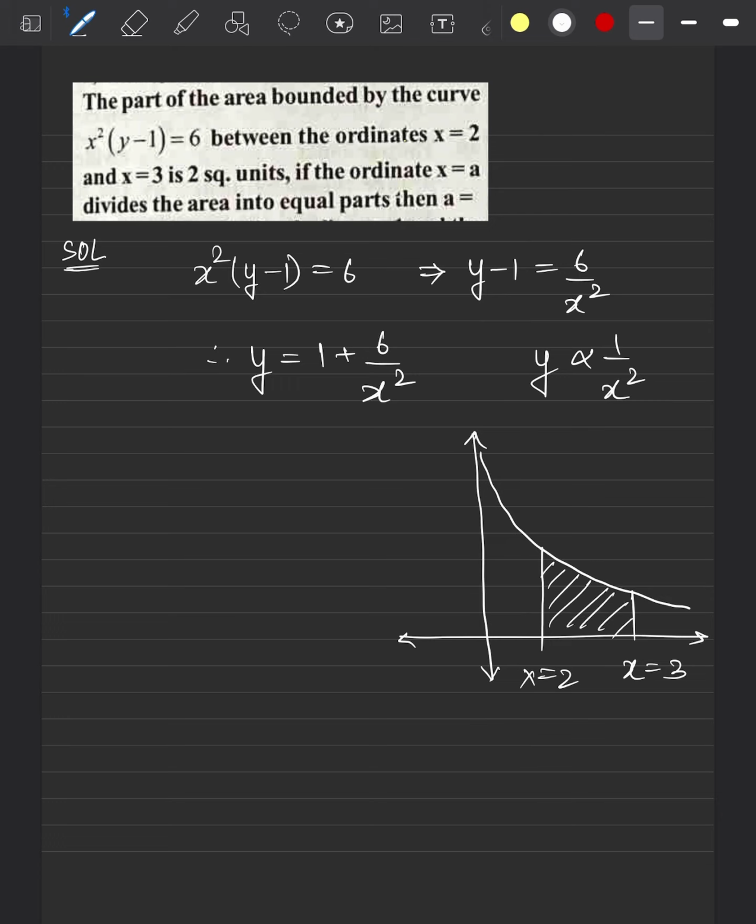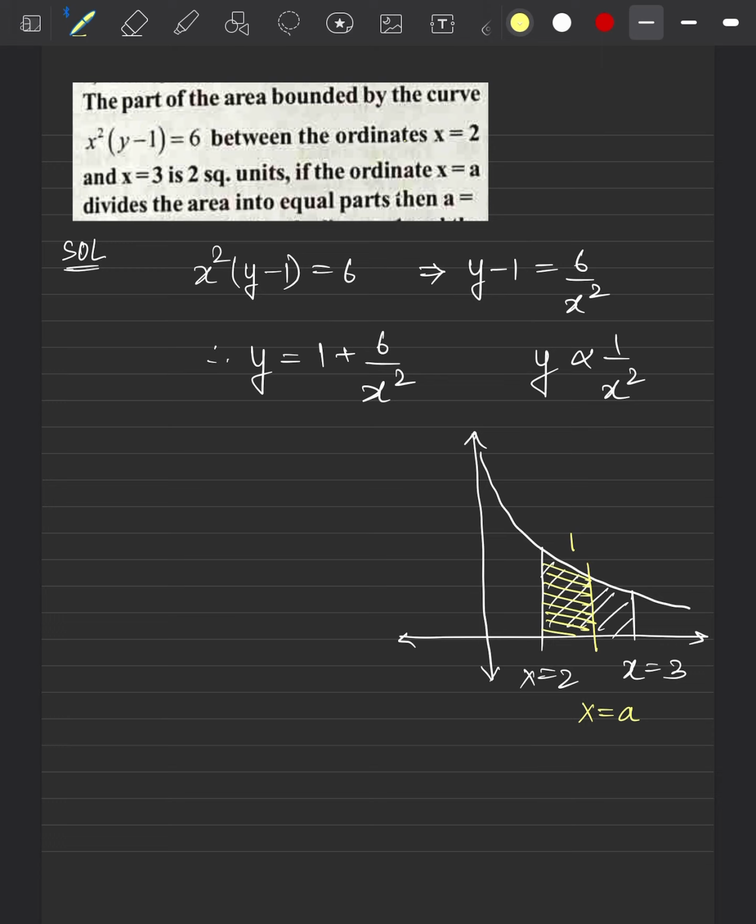Now further it is said that if the ordinate x equals to a, so let me say we have a line and this is corresponding to x equals to a. ये line इसको दो equal parts में divide कर सकता है. मतलब we can say this one part will have area equals to 1. So we have to find the value of a.